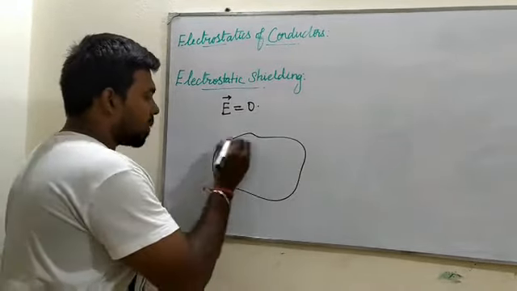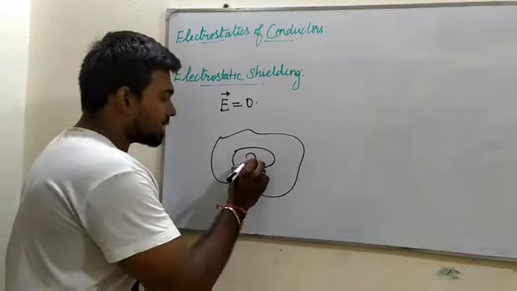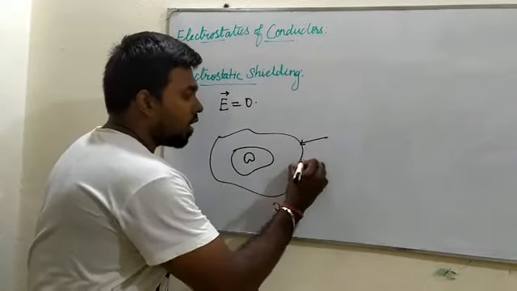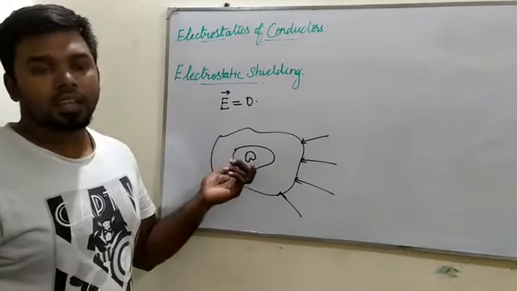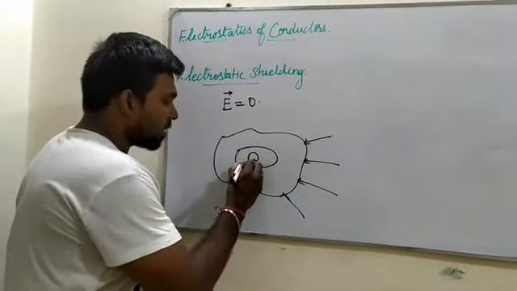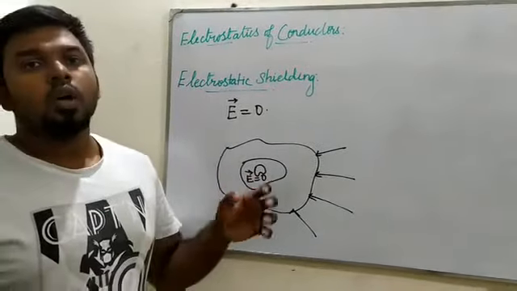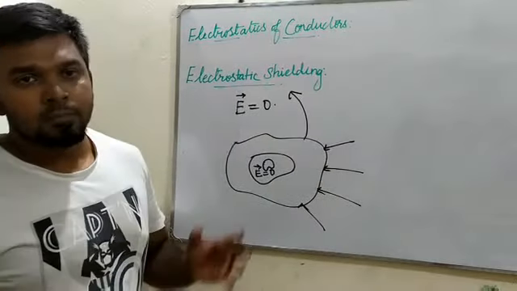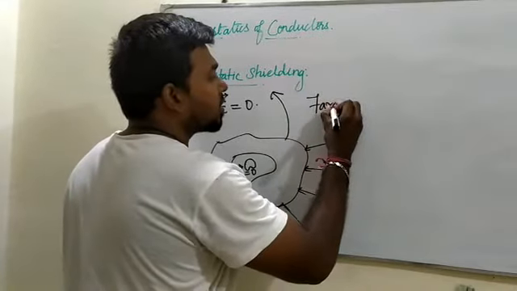Consider a conductor that possesses some cavity. Inside the cavity, let us place some conducting material. Whatever charges are on the surface or whatever electrical disturbances are outside, they do not affect the conducting material kept inside the cavity, because as said before, the electric field inside the conductor is zero. This property is known as electrostatic shielding. This property is explained by the Faraday cage.